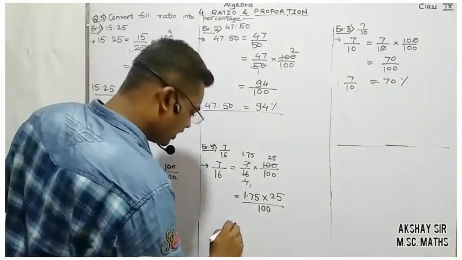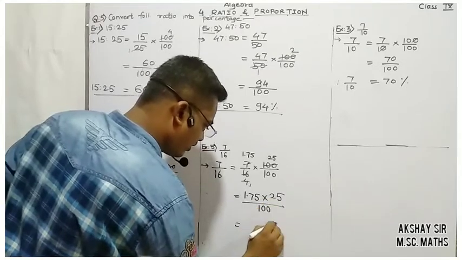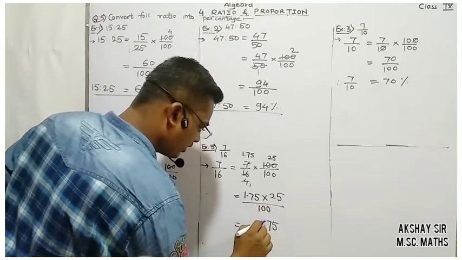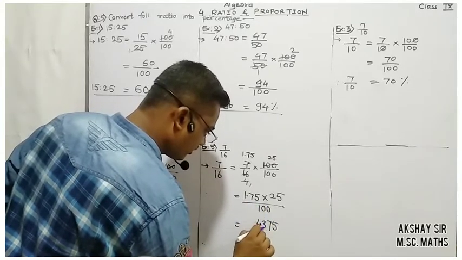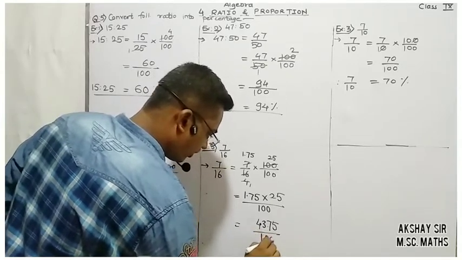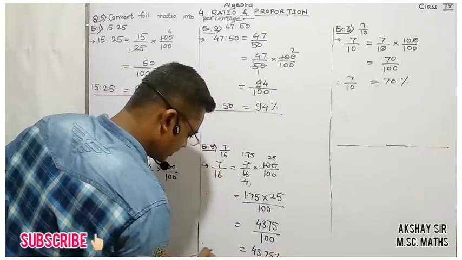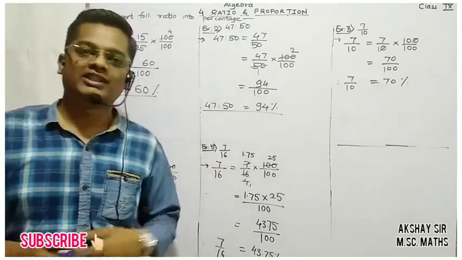So let us multiply this 43. So 25 and 25 is 25. But carry it will be, so 25 over 25 is 7. Next one 25 on the 25, remaining 8 is 43. So 25, so it will be 43.75 upon 100. That means 43.75%. So 7 upon 16 is same as 43.75%.